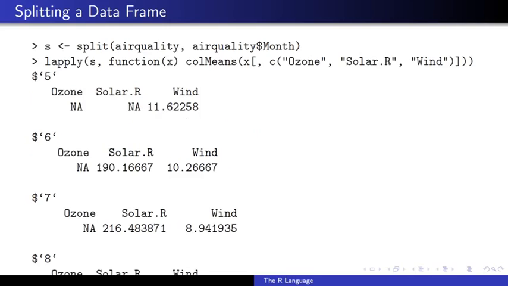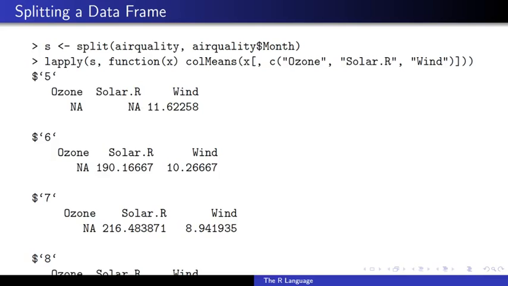So that's what I've done here. What I've done is I've split the airquality data frame, and the factor I'm going to use to split is the month variable. So the month variable, technically speaking, in the data frame is not a factor variable, but it can be converted into a factor variable because it only takes the values 5, 6, 7, 8, and 9. That's because the measurements are only taken in the kind of warmer months of the year.